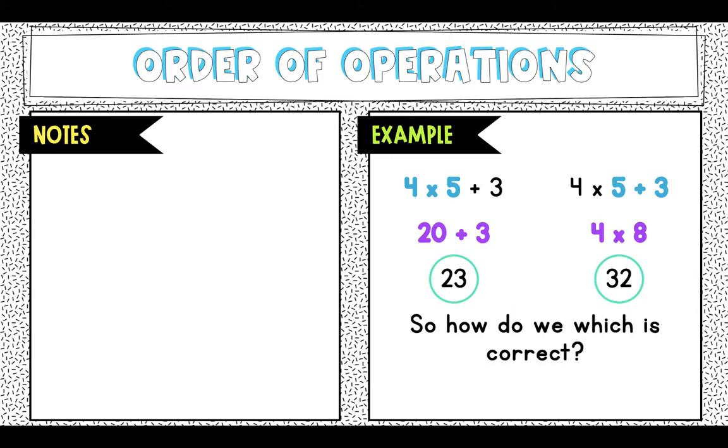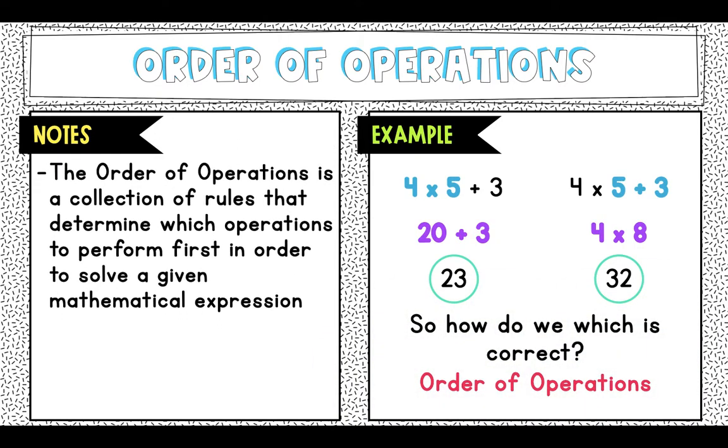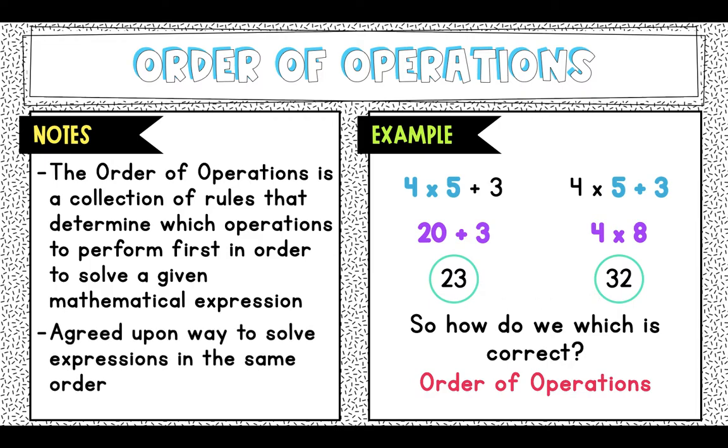Well, this is where the order of operations comes in. The order of operations is a collection of rules that determine which operations to perform first in order to solve a given mathematical expression. So the order of operations was created to make sure that we don't have this problem of solving in different orders and getting different answers. We've decided that we have an agreed upon way to solve expressions in the same order so that we all come to the same solution.